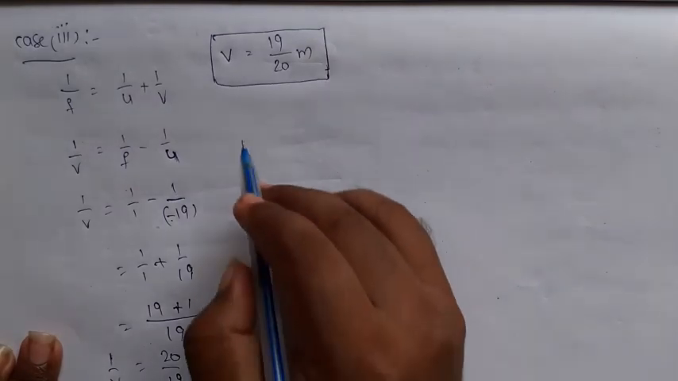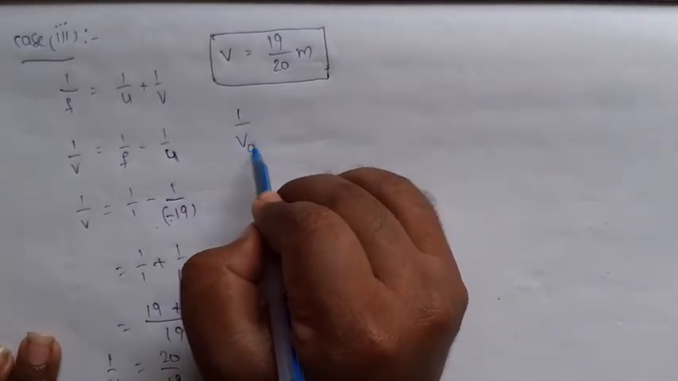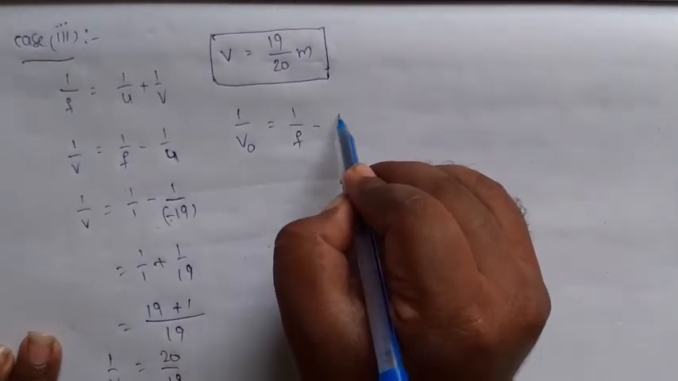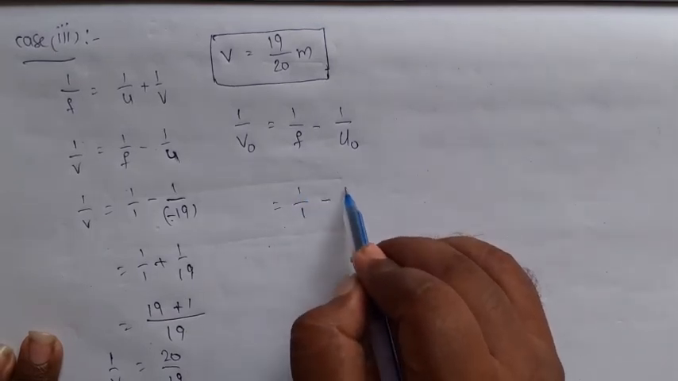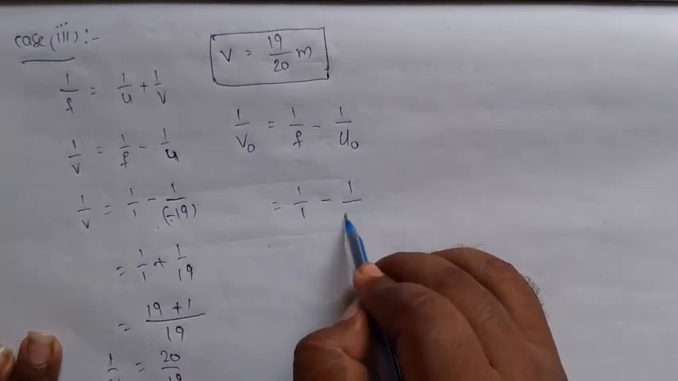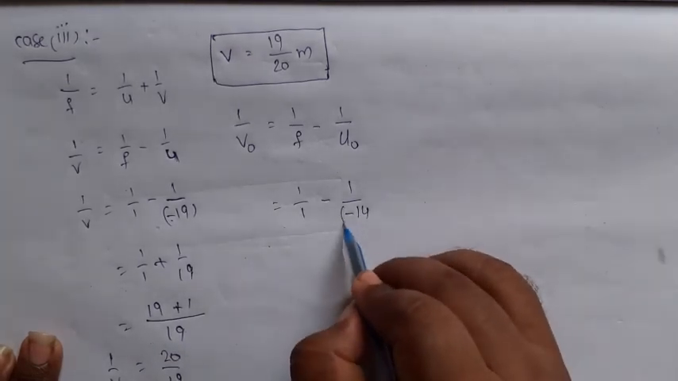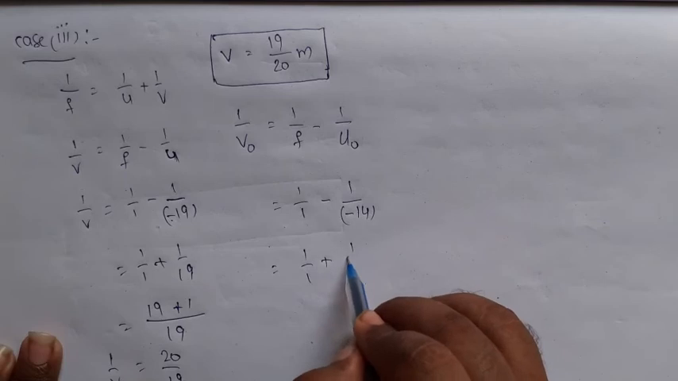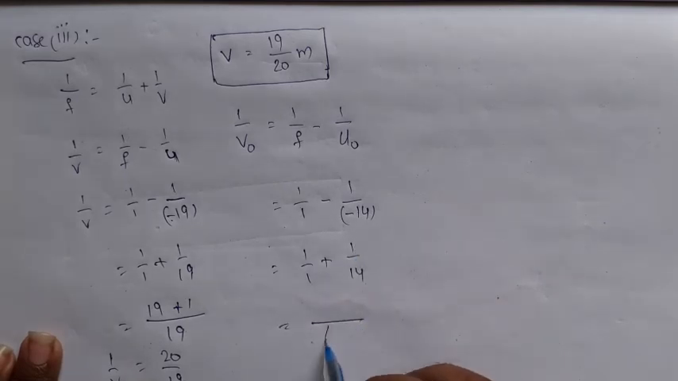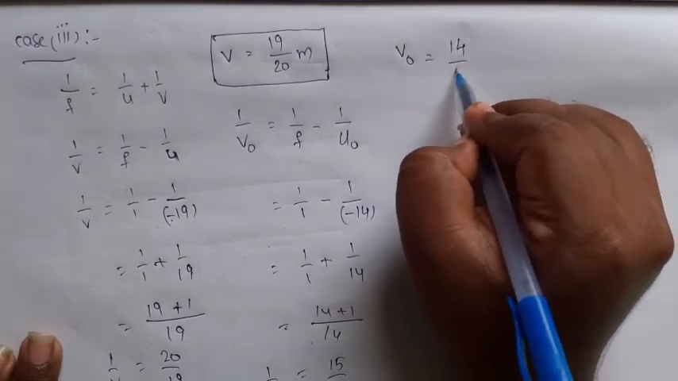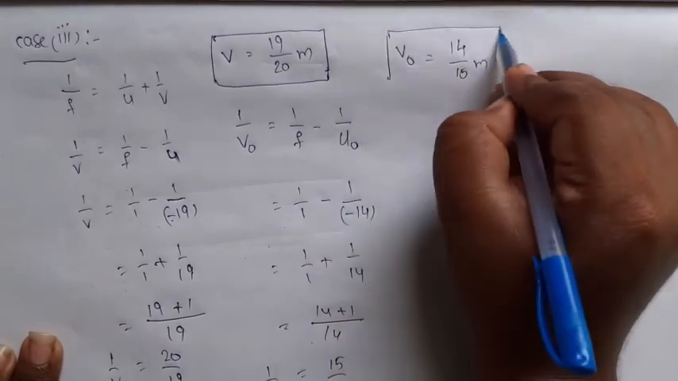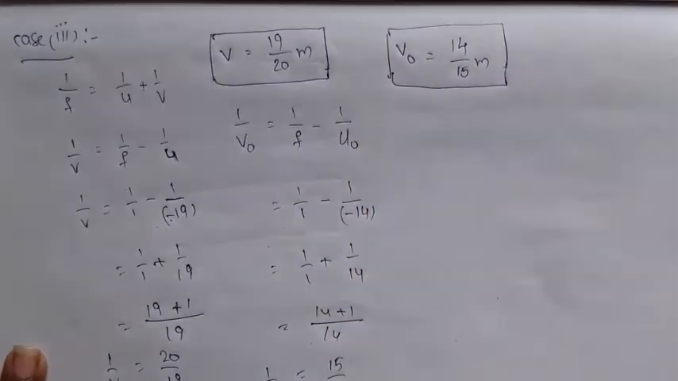Next, find out the v naught value. 1 by v naught equal to 1 by f minus 1 by u naught. So 1 by f value 1 by 1 minus 1 by u naught value minus 14 meter. So 1 by 1 plus 1 by 14, LCM is 14. 14 plus 1, 15 by 14. This is 1 by v naught value. I want only v naught equal to 14 by 15 meter. Okay, these are the v and v naught values.